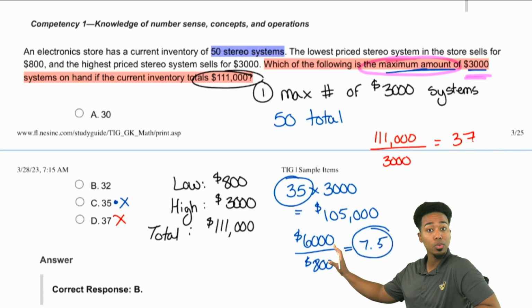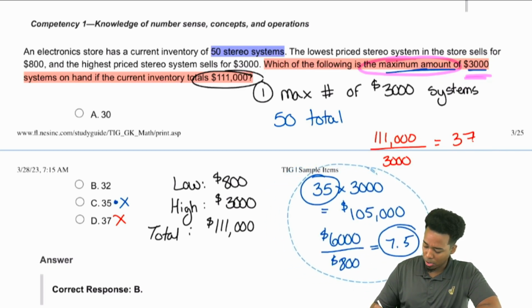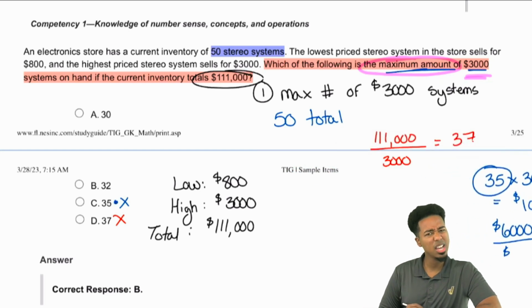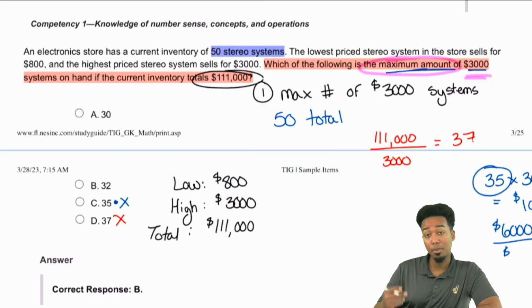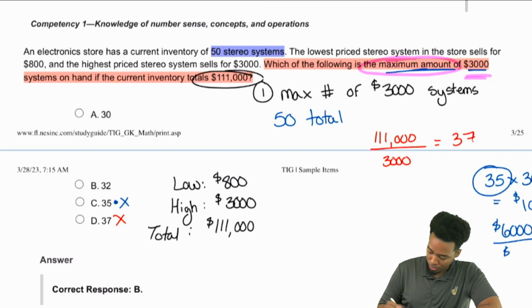So you can go ahead and rewind to get to this part again, but what I'm going to do is make this just a little smaller or move it out of the way. That way, I can go ahead and try out B. Let's see how B works. So again, remember the answer choices represent how many of those $3,000 systems we have. And so let's try that out.